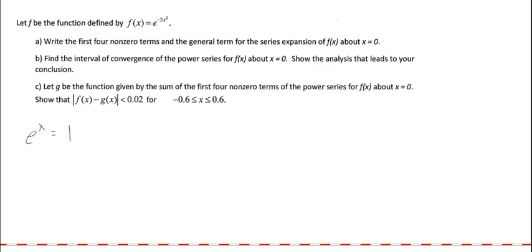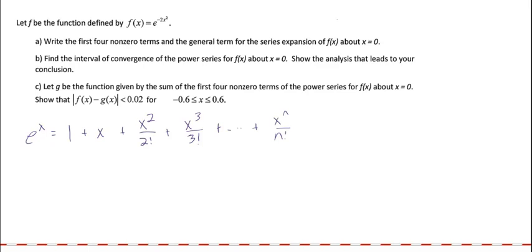It says the first 4 non-zero terms. So I'm going to go 1 plus x squared over 2 factorial plus x cubed over 3 factorial. I can stop there because I have 4 terms, right? 1 and this and this and this. I don't have to go to x to the 4th. Sometimes you want to be careful about what they say and how we read. They also ask for the general term, so we're going to include that as well. So plus dot dot dot plus x to the n over n factorial.